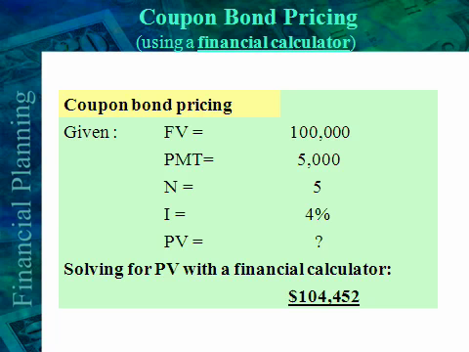If you calculated the example from the position of the company issuing the bond, you would input a negative 5,000 for the annual payment, because you have to pay that to the bondholder every year, and a negative 100,000 for the return of principal, because you have to pay the 100,000 to the bondholder. That means that the present value will equal a plus 104,452. That's because you received that money today.